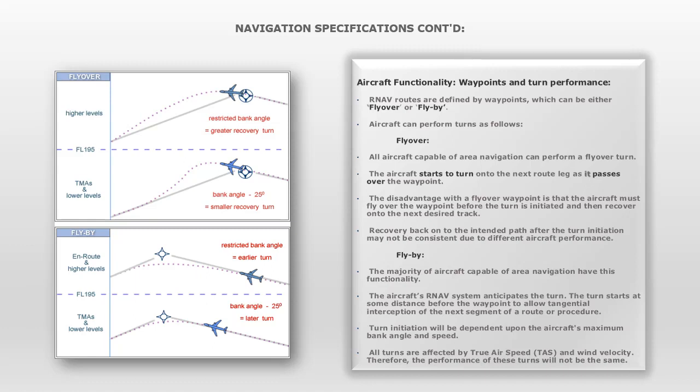Flyby. The majority of aircraft capable of area navigation have this functionality. The aircraft's nav system anticipates the turn. The turn starts at some distance before the waypoint to allow tangential intersection of the next segment of a route or procedure. Turn initiation will be dependent upon the aircraft's maximum bank angle and speed. All turns are affected by true airspeed and wind velocity. Therefore, the performance of these turns will not be the same.